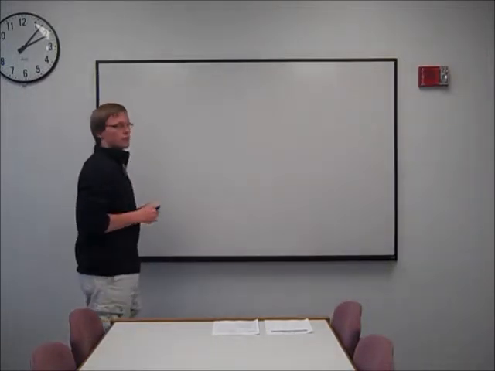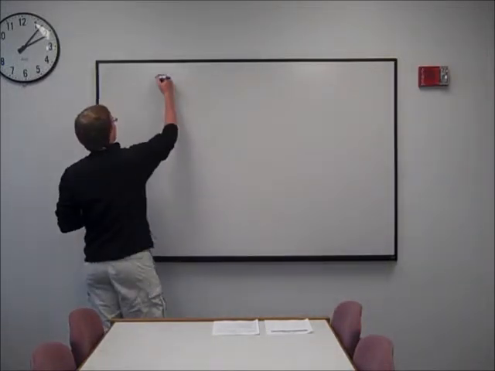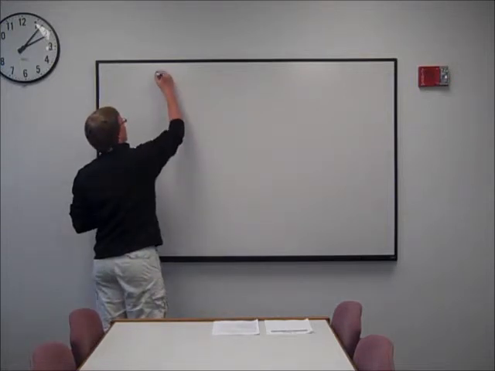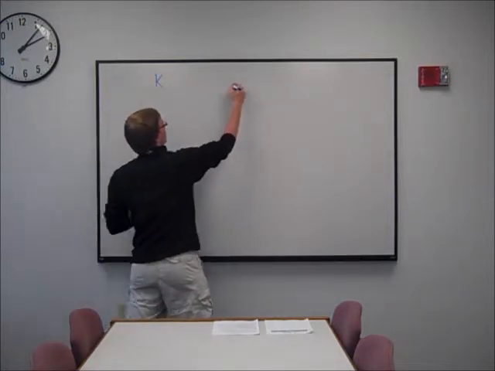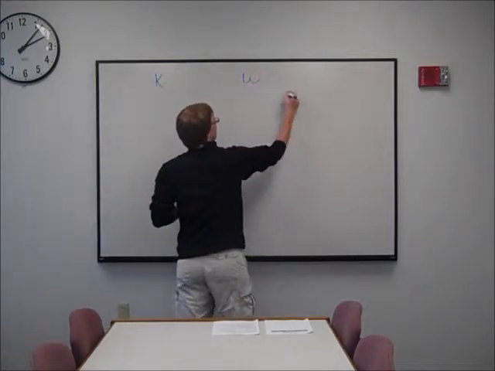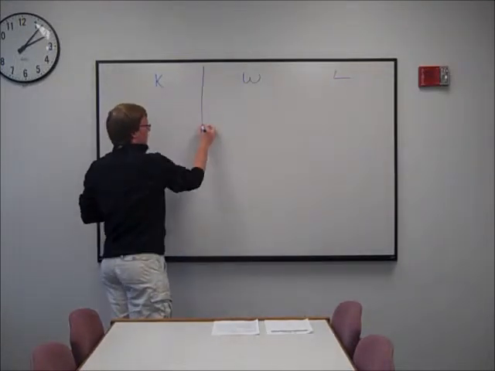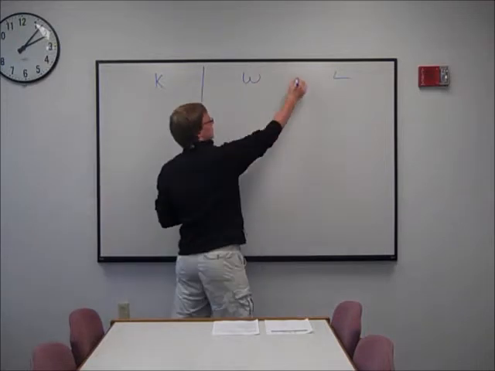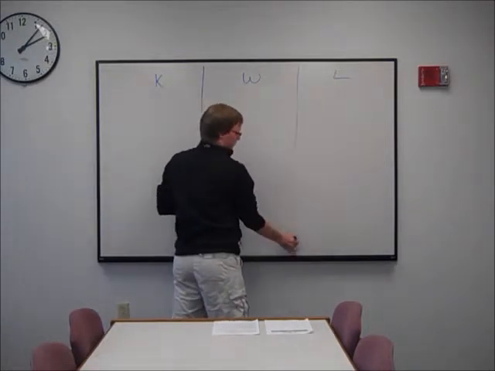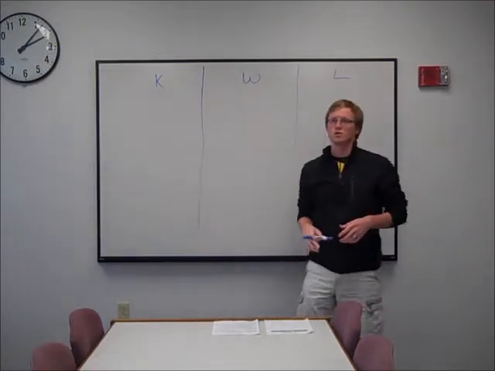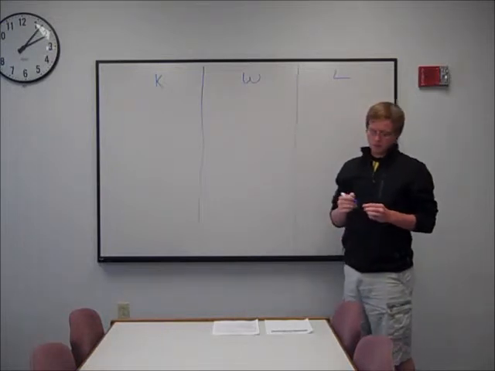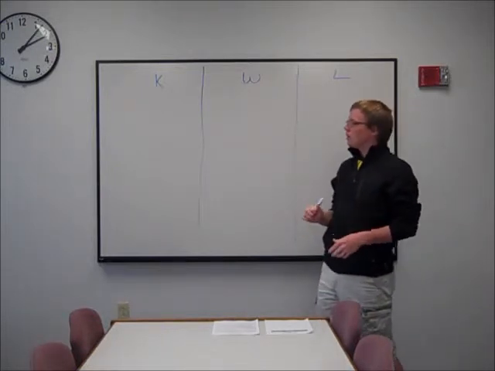KWL consists of a 3-column chart, which will just fit the letters of the name. So you're going to have K, W, and L. I find it best to put a line in between each of them. It just keeps all your thoughts on the board organized, and it helps the students identify quicker what section you're at.